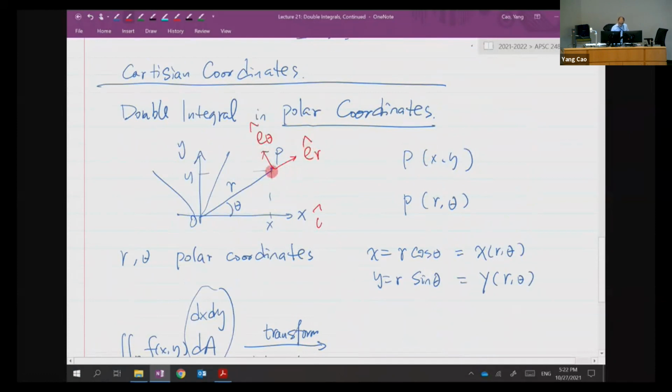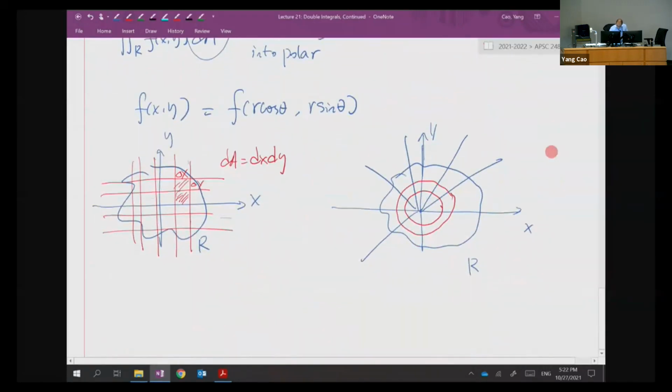As you can see, if a point P is at a different location, then the two unit vectors shift to a different location. That's the difference compared to the Cartesian coordinates, where the i hat, j hat are fixed. They're always pointing in the two directions. So this way, it's a similar analogy.